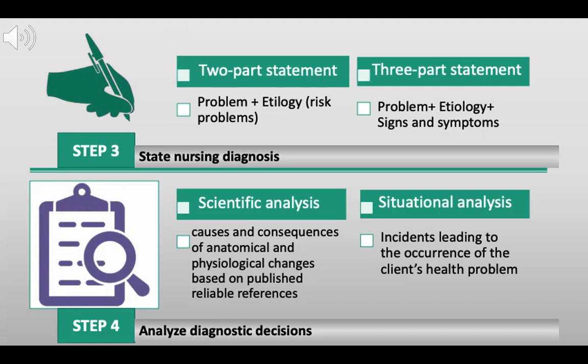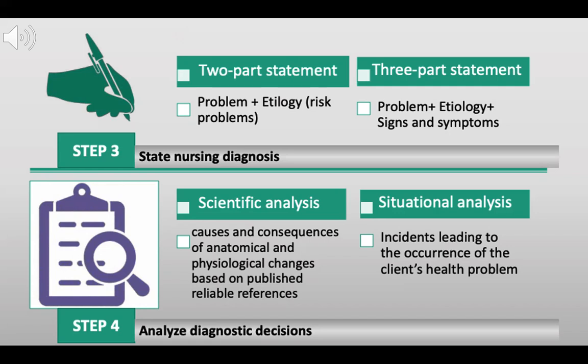Also, there is a certain way of stating the nursing diagnosis. It could either be a two-part statement, which includes the problem and the etiology of the client's problem, or a three-part statement, which includes the problem, etiology, and the signs and symptoms. For actual problems, we use the PES format, or the three-part statement. While for risk diagnosis, we use the two-part statement. We don't need to include the signs and symptoms because the problem is not yet existing. But the risk for developing that same problem is already existing, and thus etiology can be identified.